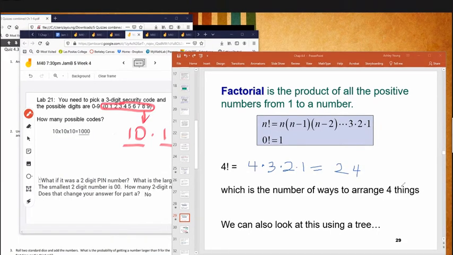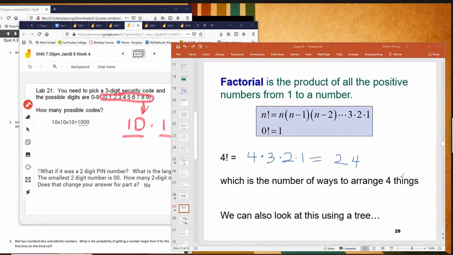Why? Because I have 4 choices for the first spot. I only have 3 choices for the second spot. Once I take that one, I'll have 2 choices for the next spot, and then for the last one I only have 1 spot, so I don't really have any choice. It's just that one.